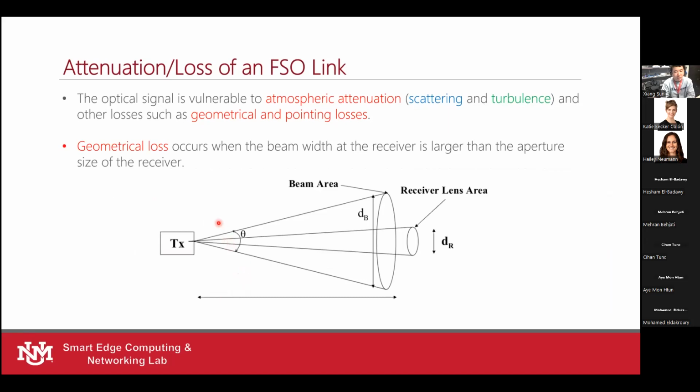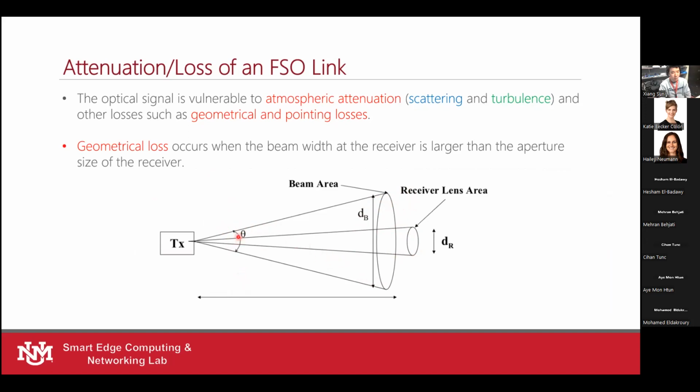So the next type of the attenuation is the geometrical loss. The geometrical loss occurs when the beam width at the receiver is larger than the aperture size of the receiver. Meaning that some of the received optical beams, the power of the received optical beams, may be lost at the receiver side.